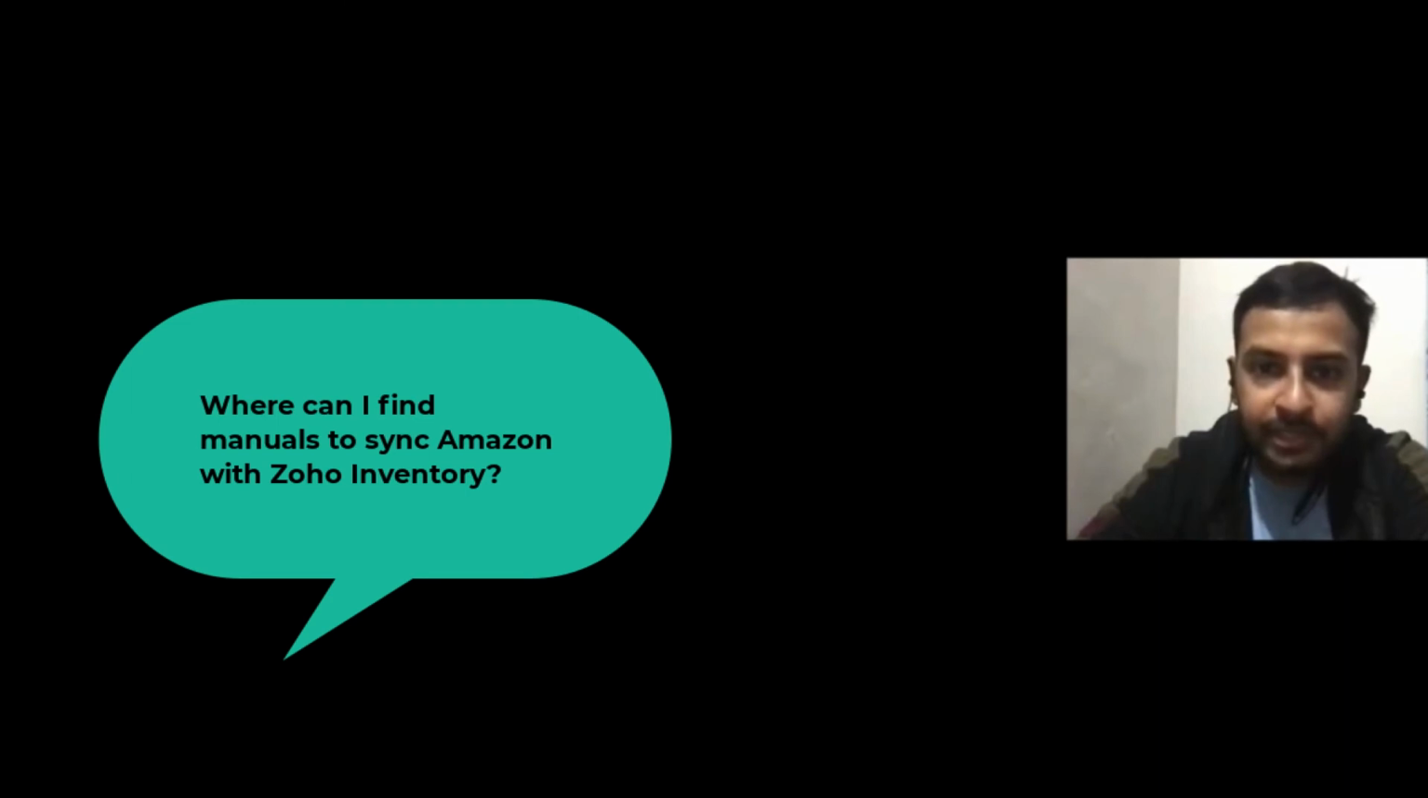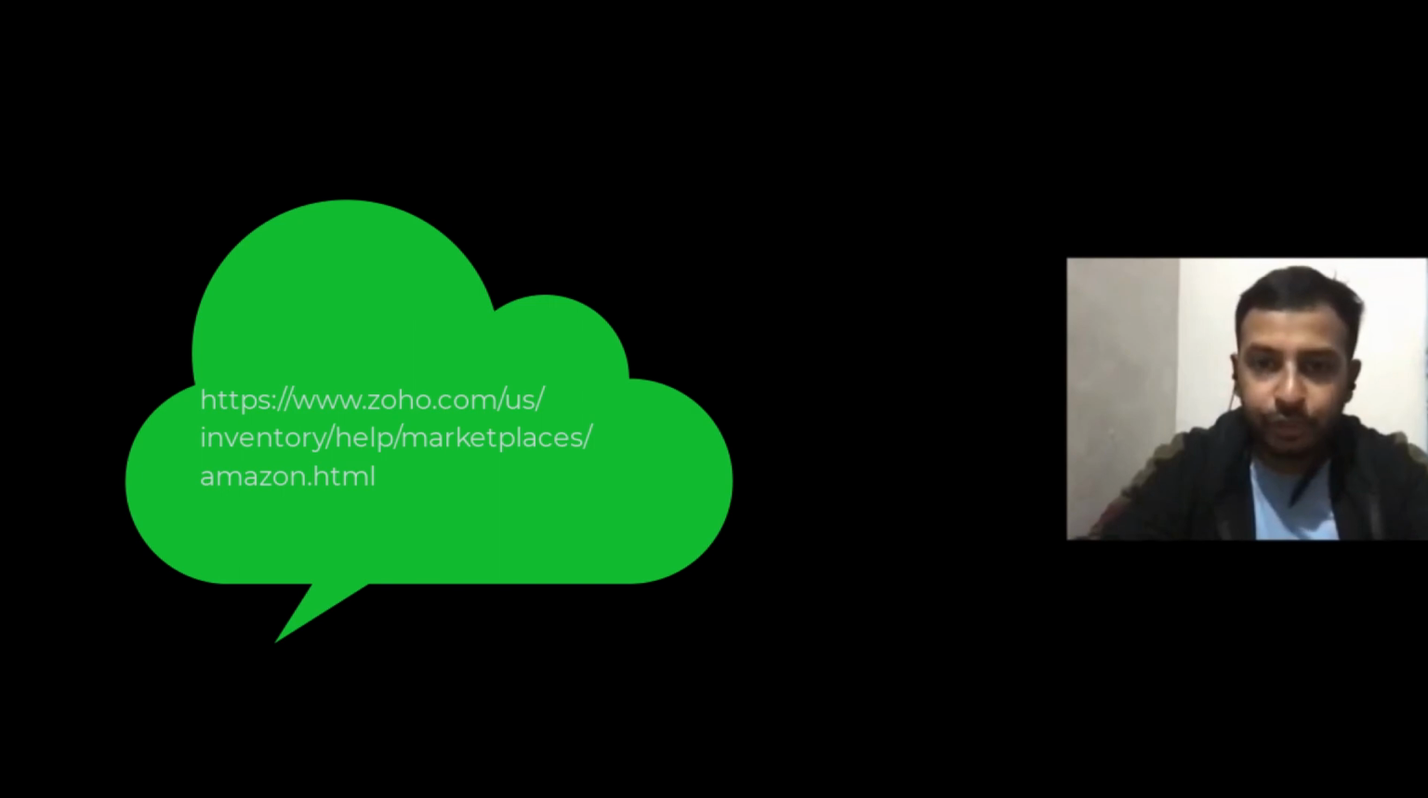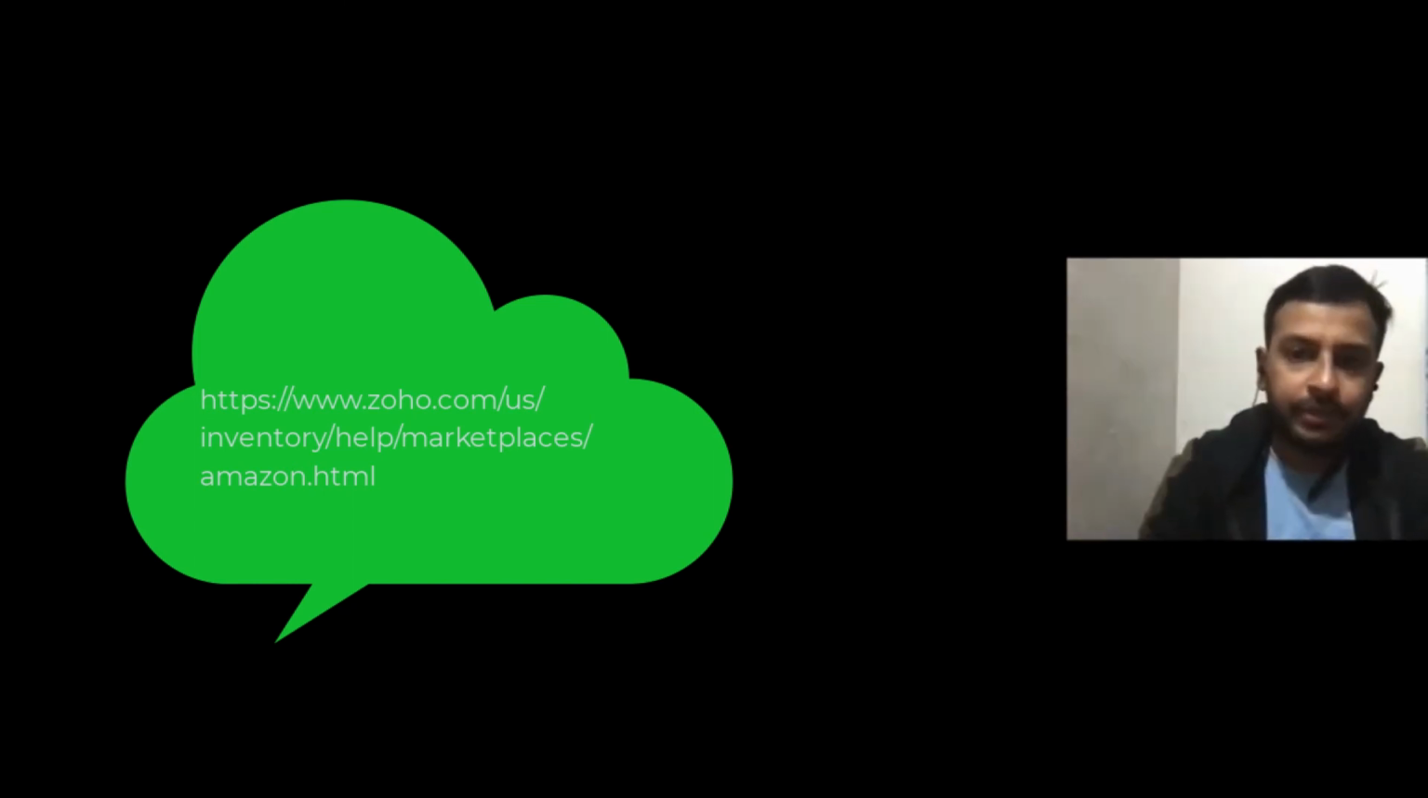Hi, Virginia. So where can I find manuals to sync Amazon with Zoho Inventory? Of course, Virginia, we have shared the video link. So you can go to that link and find it, or else you can also go to our YouTube channel. You can search for Zoho Inventory. You can find our YouTube channel. Inside, we have posted a complete guide, probably like a 10-minute guide, where you can look at the video and understand how to connect your Amazon and Zoho Inventory.